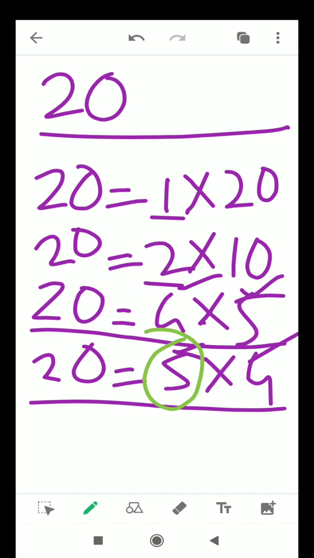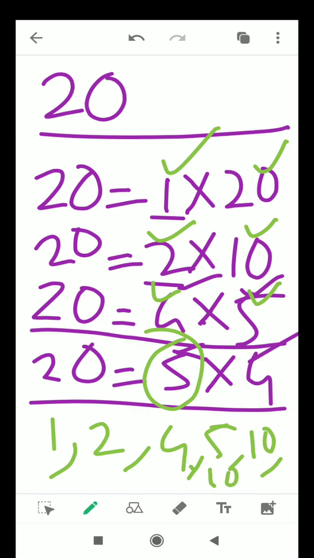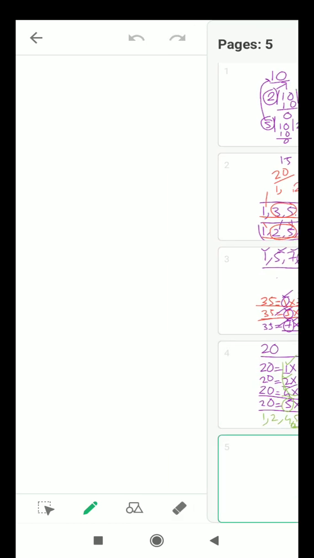So let's list the factors of 20. First of all, 1 is a factor. 2 is a factor. 4 is a factor. Now we move from 4 in this manner: 5 is a factor, 10 is a factor, and 20 itself is a factor. So in this manner we have moved.